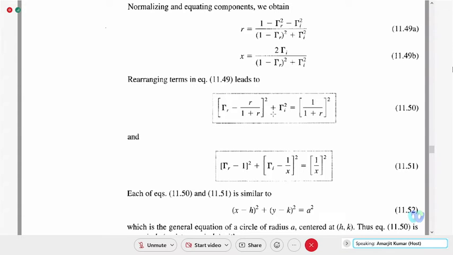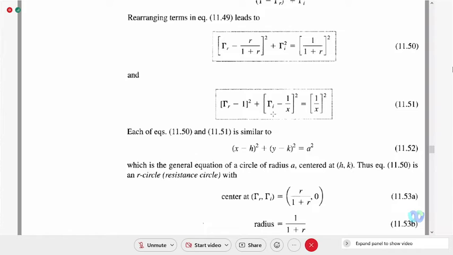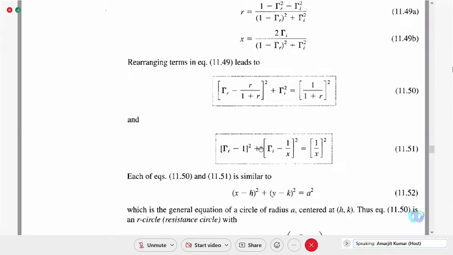So basically the circle of radius 1 upon 1 plus r and center at r divided by 1 plus r comma 0. This is known as the resistance circle. And similarly, you can write this also after rearranging.